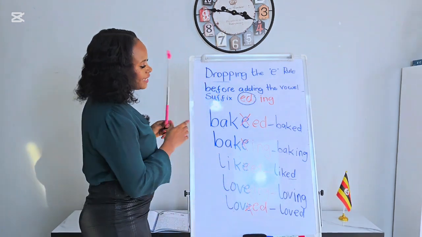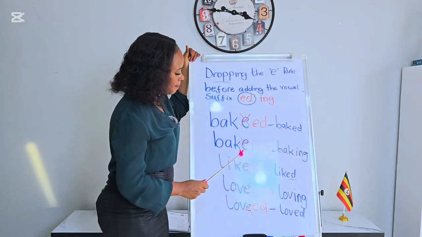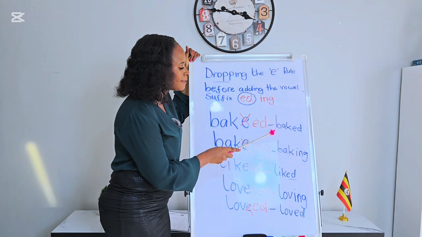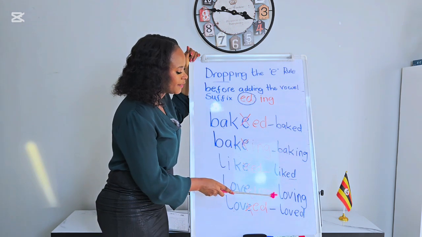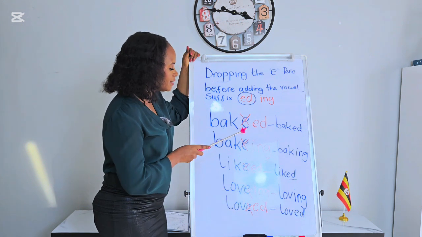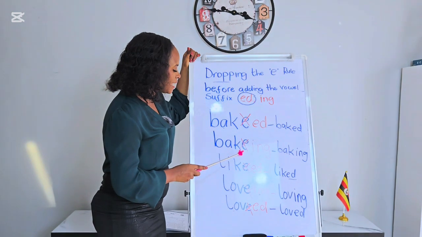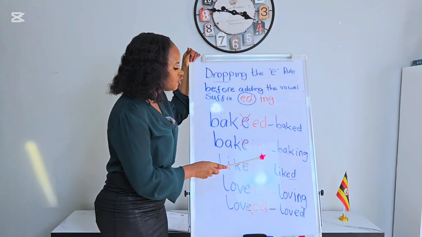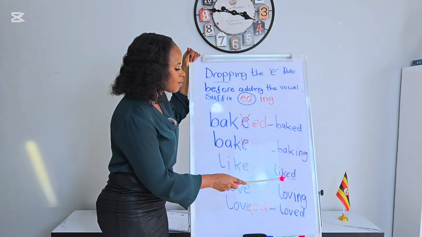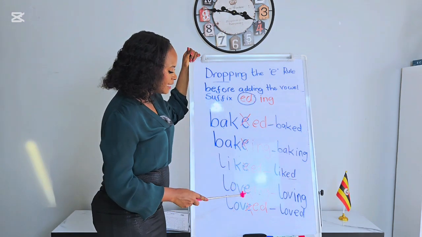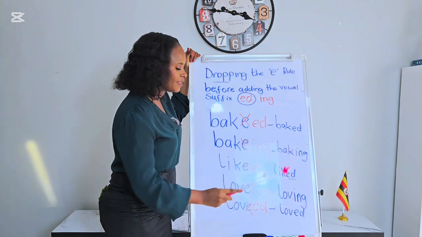Should we have a quick reading? Bake, baked. No, let's read like this. Baked, baking, liked, loving, loved. What happened? We dropped the E and then added ED. We dropped the E and then added ING. We dropped the E and then added ED to make the word liked. We dropped the E, added the suffix ING, and then wrote the word loving.